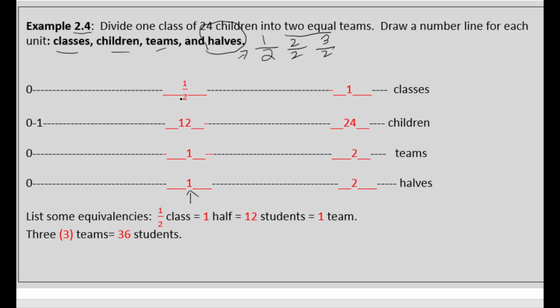1 half the class is the same as 1. That's the unit. That's the magnitude. That's how many you have of the unit here. Half. So these are units. So with any kind of a fraction, the denominator is the unit. And so here's an equivalency here. Notice that 2 halves represents the whole class. And it also represents 24 children, right?